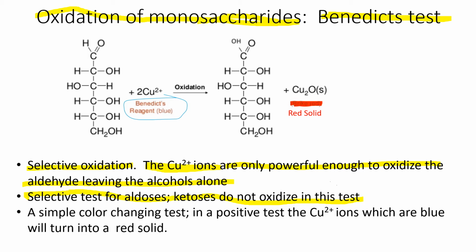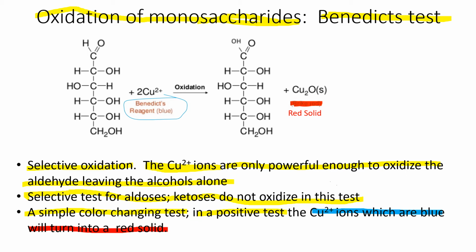The reason this test gets used to try to identify aldoses is it's a very simple and straightforward test. It's also a very easy color changing test. You don't need fancy equipment or instruments in order to do this test. You can just look at what happens. In a positive test, the copper plus 2 ions are blue, and if they undergo a change, they actually turn into a red solid. So it's a very quick and easy test to check for an aldose.